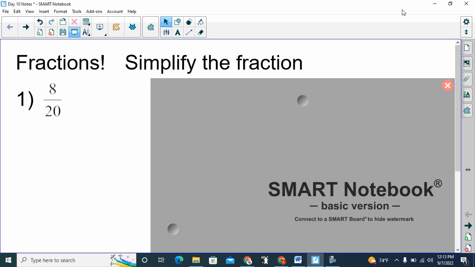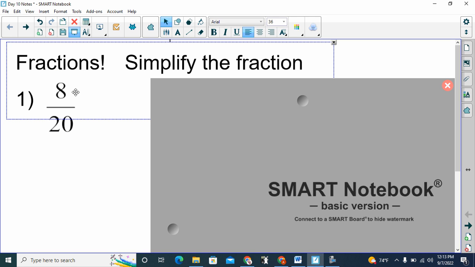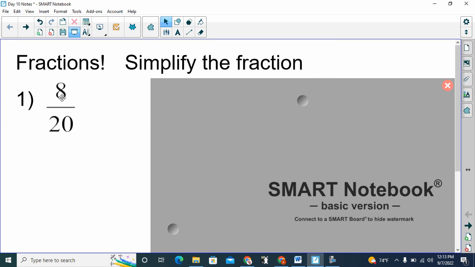So example 1 here asks us to simplify the fraction. We want to write the fraction in its simplest form. In order to do that, we're looking to see if there is anything at all I can divide both the top and the bottom by in order to reduce it. Hopefully we can all recognize that we can divide 8 and 20. They're both even numbers, so I can divide them both by 2.